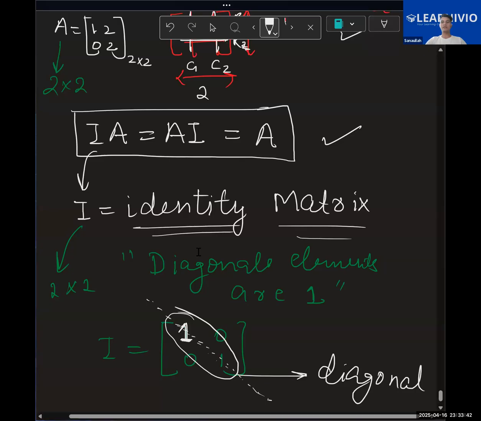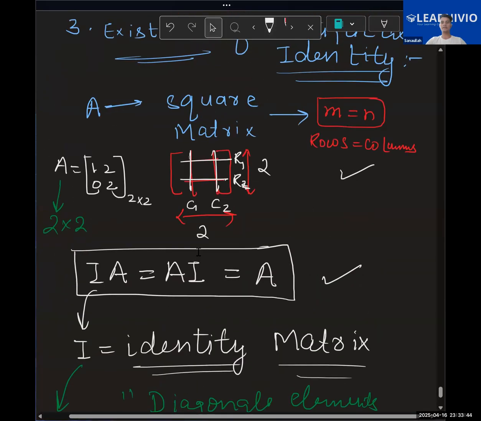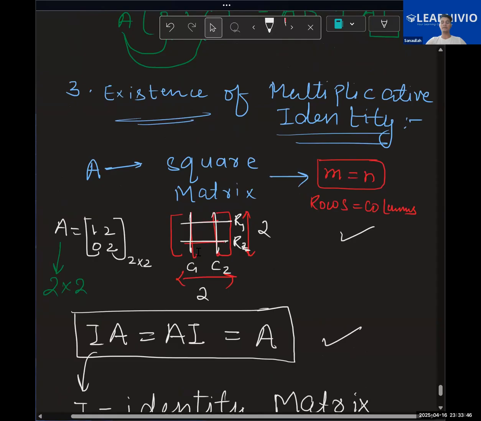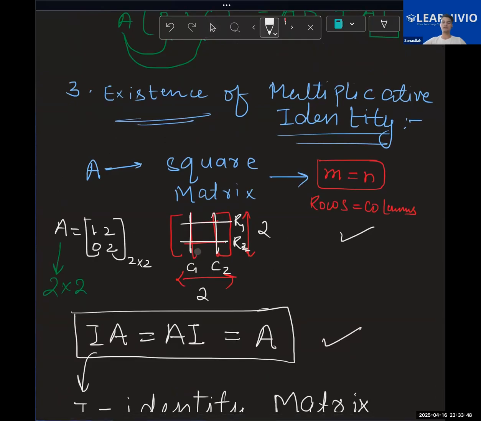So, this is a very important thing. You should remember this, because we are going to use it. I think 60 to 70% of algebra questions are going to be solved by this only. That IA is equal to AI, and this is equal to A. This is very important. This is known as multiplicative identity.